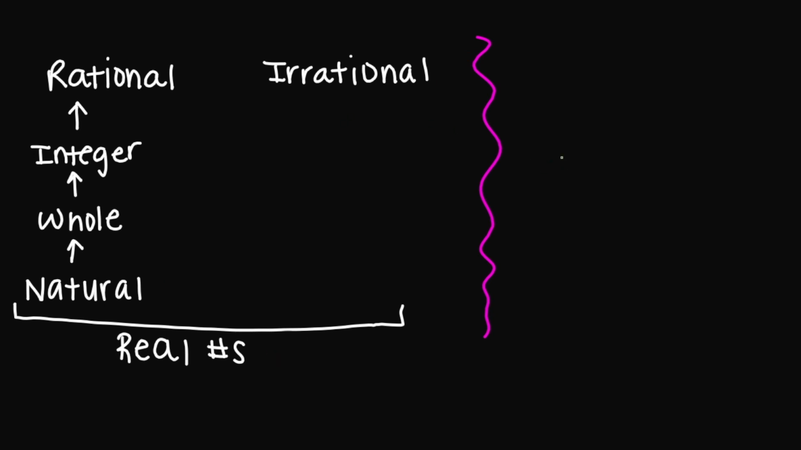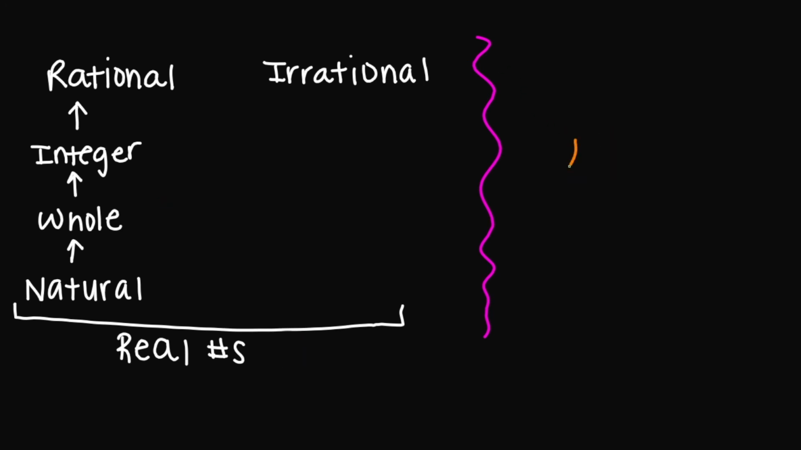Okay. What about the square root of 3? Is the square root of 3 a natural number? Nope, it is not a natural number. Is it a whole number? Not a whole number. Integer? No. Is it rational? Not rational. Is it irrational? It is irrational because the square root of 3 cannot be written as a fraction or a ratio. And is the square root of 3 a real number? Yes, it is a real number. So the square root of 3 is irrational and real.